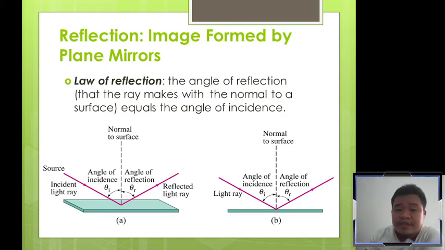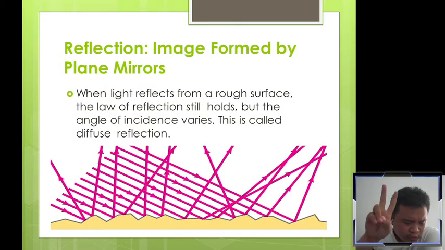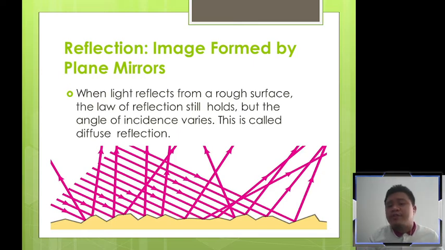We call that the normal line, our reference when we measure the angles at which the incident ray and the reflected rays leave the mirror. Okay, so that's how we are going to utilize that one. Now, there are two types of reflection. Number one is the diffuse reflection.